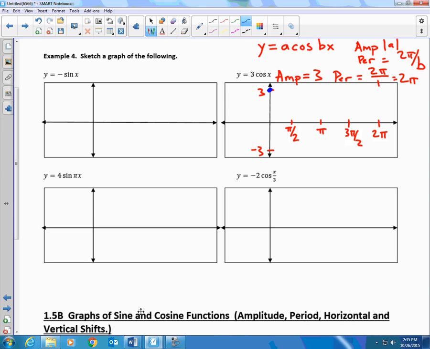Now, if it starts up there, where's it going to go? Is it going to start going down, or is it going to start going up? It's going to start going down. And the first thing it will do is cross over the x-axis at this mark.